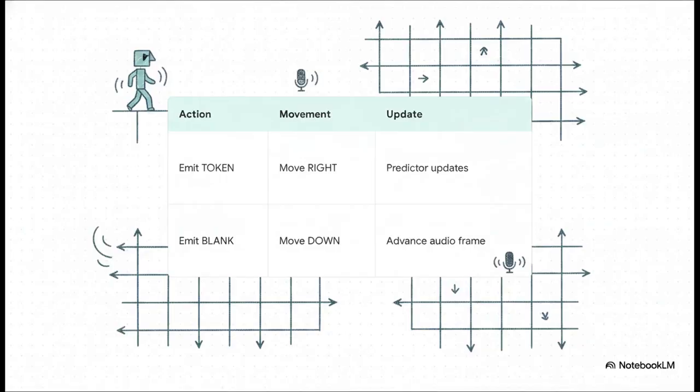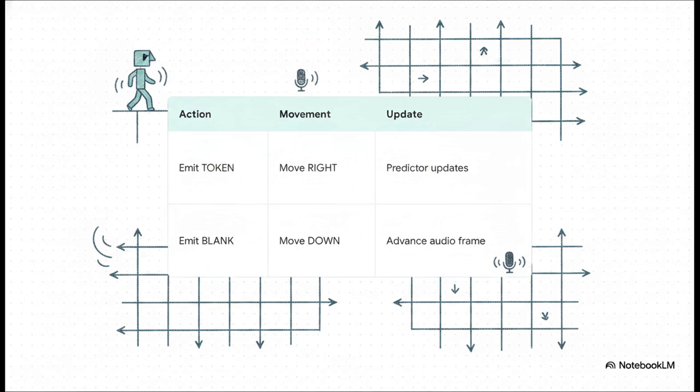I absolutely love the spatial metaphor the source material uses for this. I want you to imagine the joiner walking across a grid. At every single step along the way, it has to make a choice. If it chooses to emit a token, like a letter or a piece of a word, it moves right on the grid. This means it outputs a token, and crucially, the predictor updates its history.